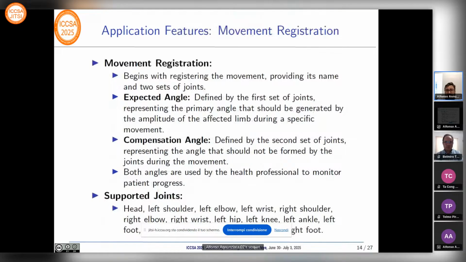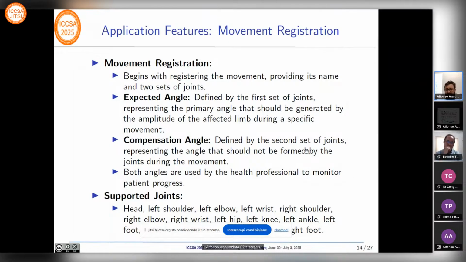About the movement registration: it begins with registering the movement, providing its name and two sets of joints. We have the aspect angle defined by the first set of joints, which is the limb we're going to use, for example. The compensation angle is defined by the second set of joints, because sometimes a patient who lost the movement needs to do this movement but cannot, so he does this and this to compensate. It's a problem for us, the healthcare professionals. So we need to get both of them to try to subtract the compensation from the movement.